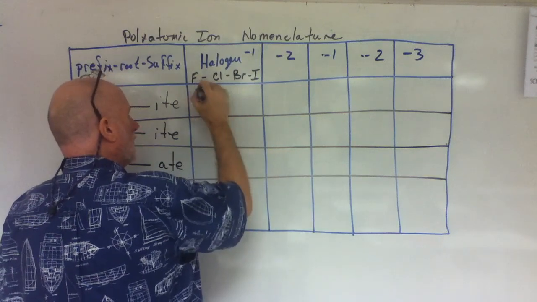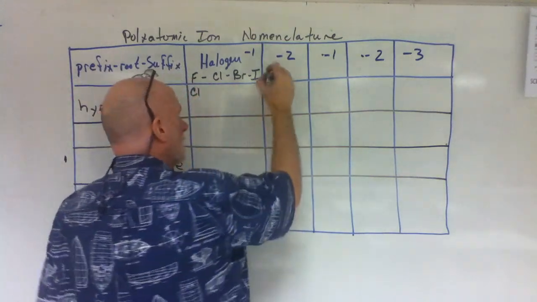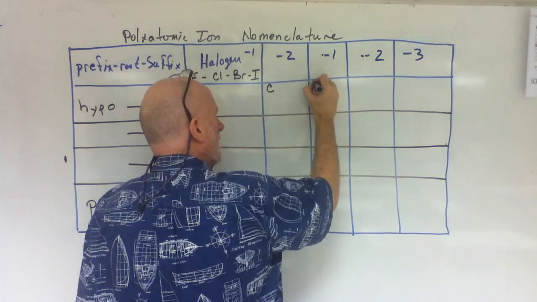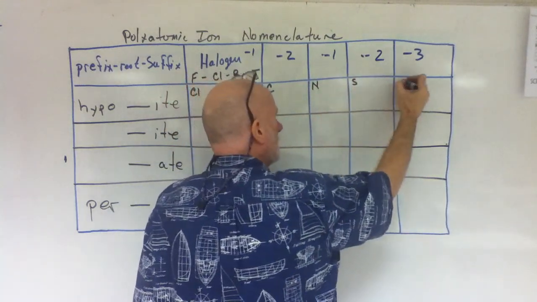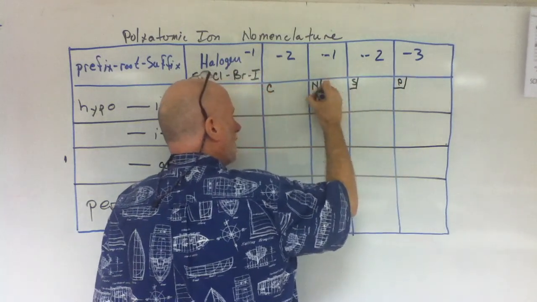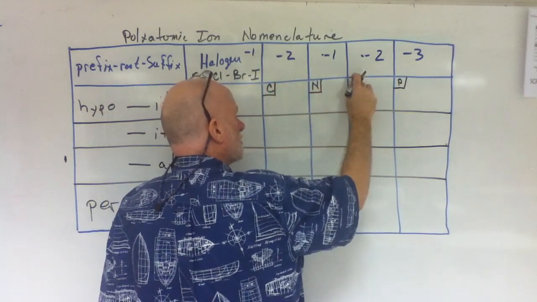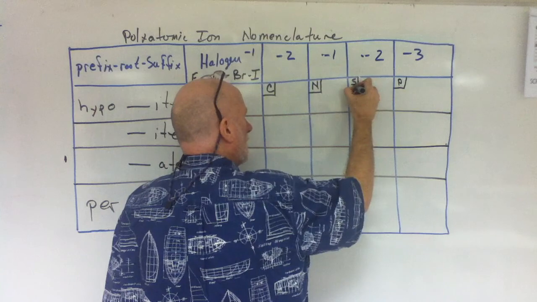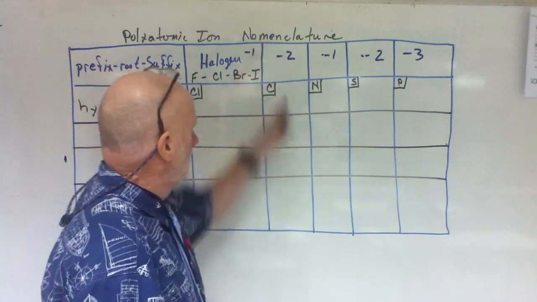Now, we're going to pick carbon. We're going to pick a halogen. We'll say chlorine. What's this one here? Carbon? Yeah, this is carbon. This is going to be N, nitrogen. This is going to be sulfur? Yes. And this column was phosphorus. Okay? These are the charges of these groups.